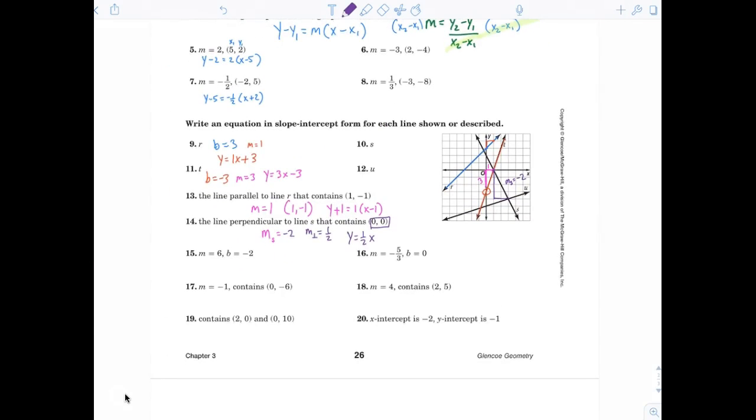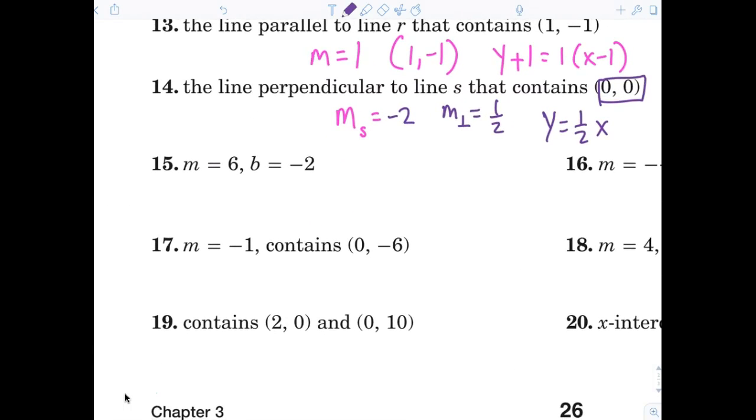All right. Now, 15. So again, 15 would be easy because they give you the m and the what? B, right? So it's just y equals 6x minus 2. Right? Come on, guys, stay with me now. It's just a little bit more time. y equals 6x minus 2. Now, 17 is easy too because you know that 0, negative 6 is the y-intercept. So that's just y equals negative x minus 6.